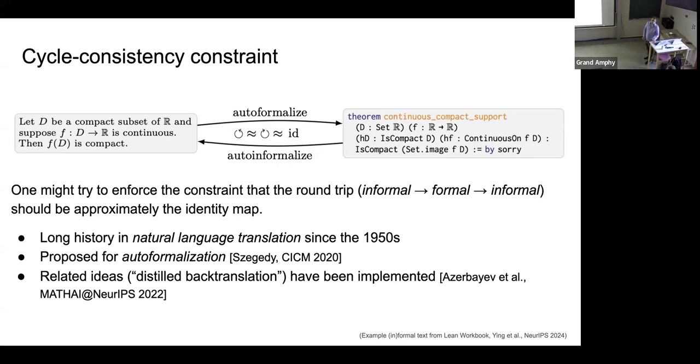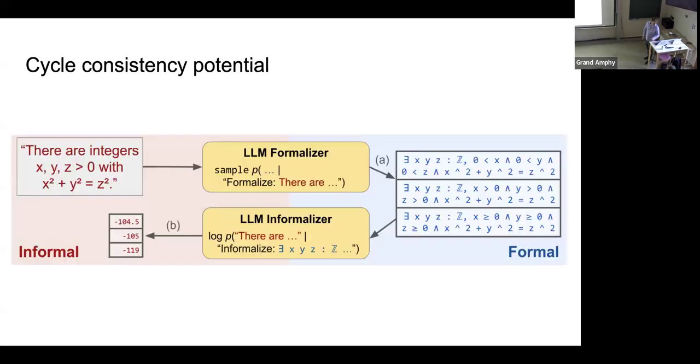But we want to incorporate this as a potential into a sequential Monte Carlo inference. And our idea is the following. We start with an informal statement, and then we ask a language model to formalize it. So we give the prompt, formalize the statement, and then we get a couple of candidates from the sequential Monte Carlo inference. And then we want to know which one of these matches the original intent best. In this case, it would be the first two. And the third one is slightly wrong because it says greater than or equal to 0 rather than greater than 0.